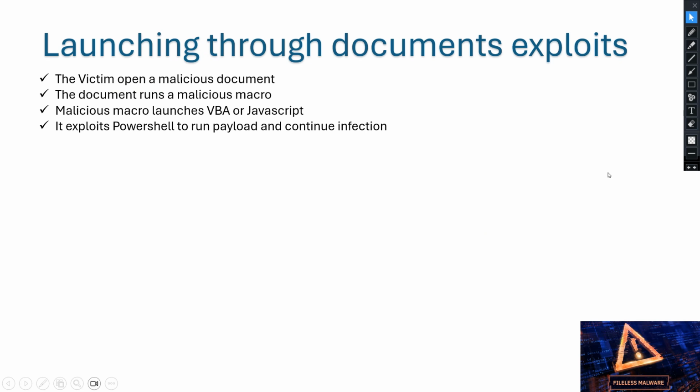Let's talk about launching through document exploits. Once the victim opens a malicious document, the document runs a malicious macro. And once the malicious macro launches through VB or JavaScript, it exploits PowerShell to run the payload and continue the infection.